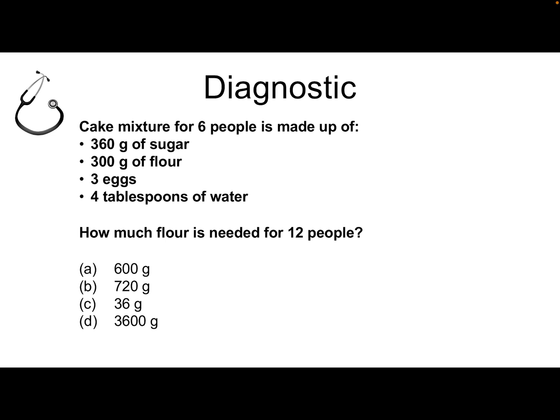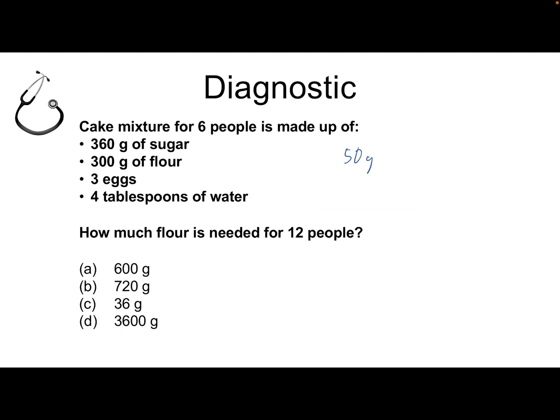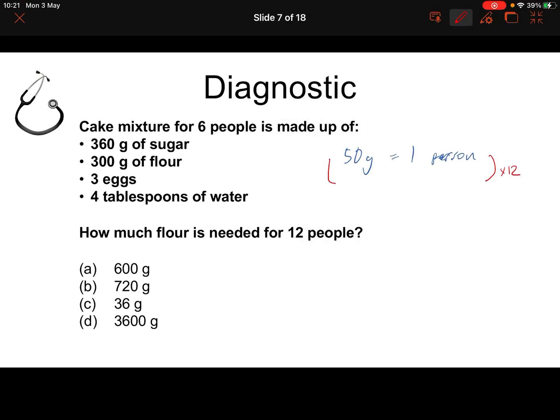Okay, what about this one? How much flour is needed for 12 people? So let's just go back and steal this information. 50 grams of flour is required for 1 person. Already worked out the unitary method. So all I need to do now is multiply both sides by 12. So I work out for 12 people. And 50 times 12 is 600. 600 grams. Okay, so the answer is A.